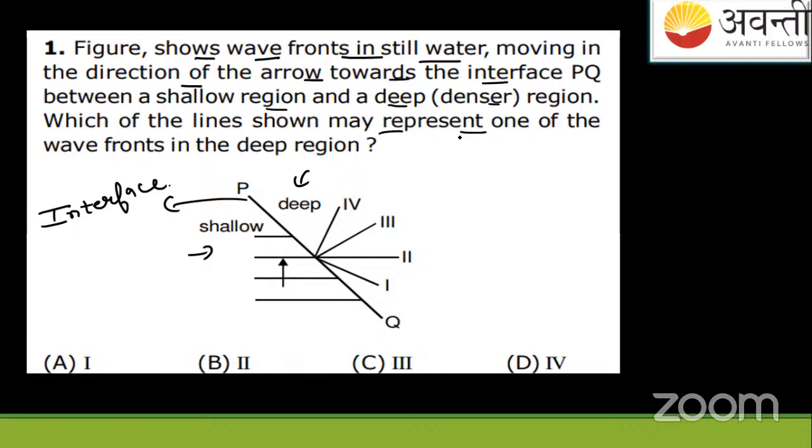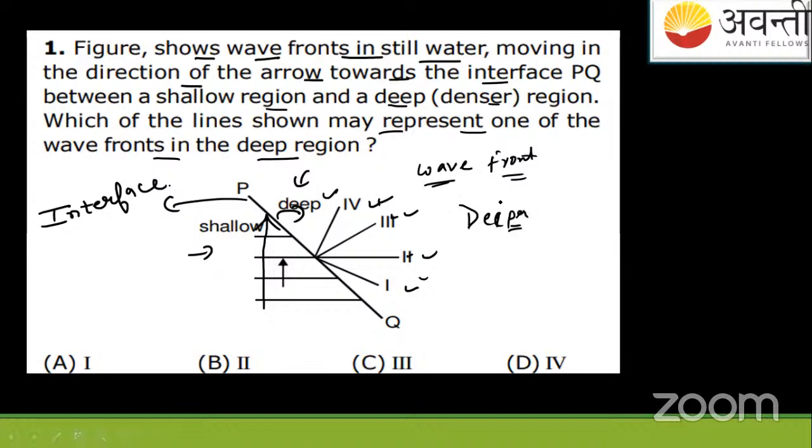So which of the lines may represent one of the wavefronts in the deep region? Suppose this is the first, second, third, fourth. When the wavefronts go from the shallow to the deeper region, which of these 1, 2, 3, 4 will represent the wavefront in the deeper region? Your options are A, B, C, D. Answer it. I'll give you 2 minutes to solve this. Your time starts now.